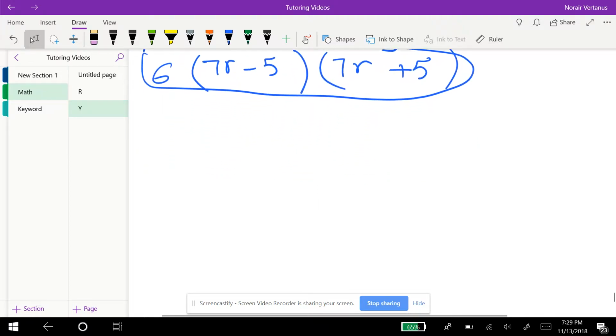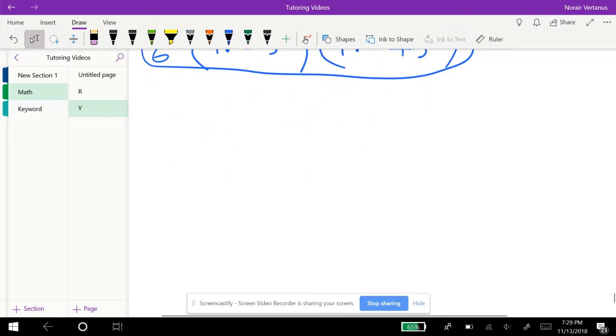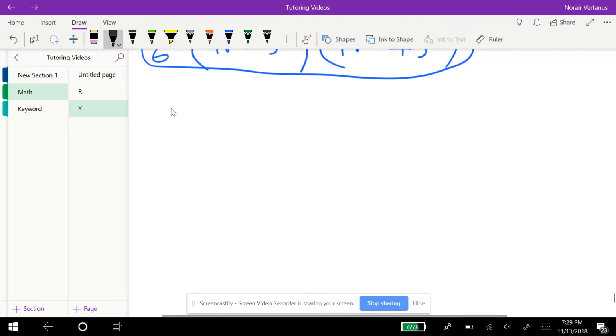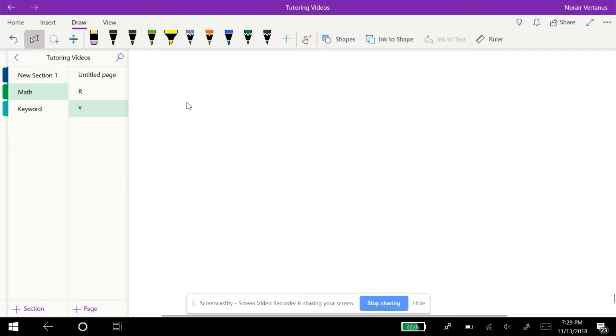One more of these so that you have enough. Another good one. So we have 64x to the 6th minus y to the 6th. We can use difference of squares for this.